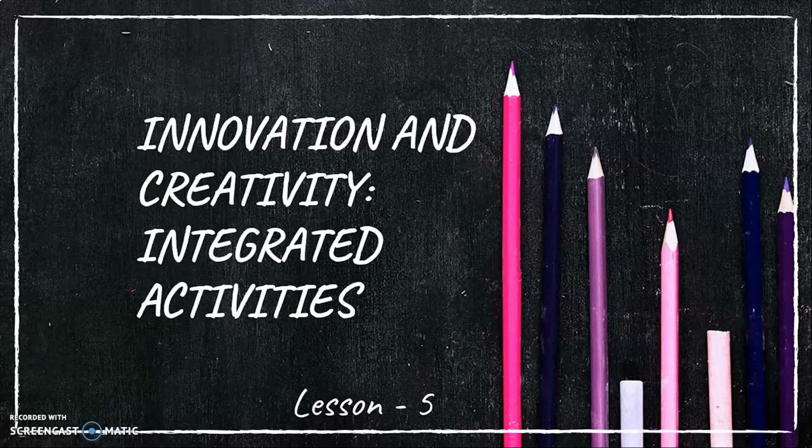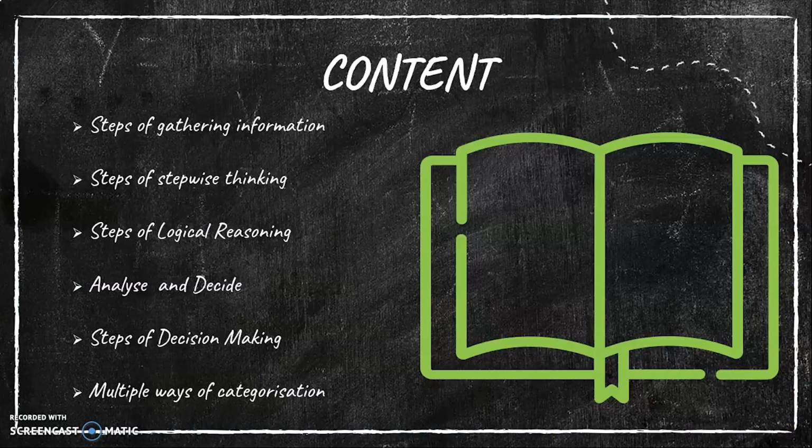In this lesson, you will learn how to do an activity innovatively and creatively by applying whatever you have learnt in your lower classes. You are going to decide and analyze all those steps in this lesson. These are the various steps which are followed to do an activity. We have to gather information, follow the process of stepwise thinking, think logically, analyze and decide, and we should know how to categorize the information. All these things we are going to learn in this lesson.